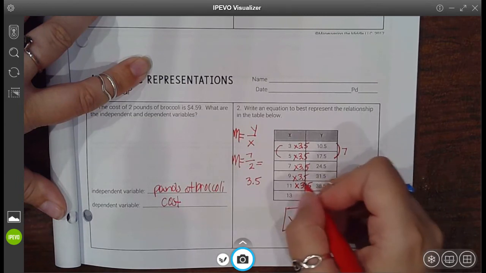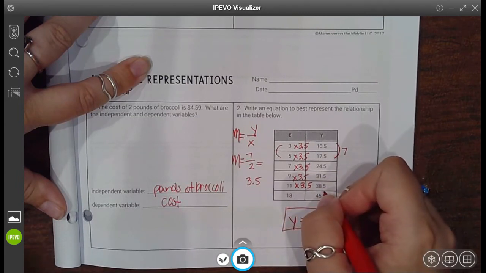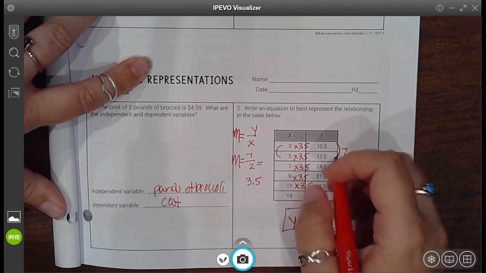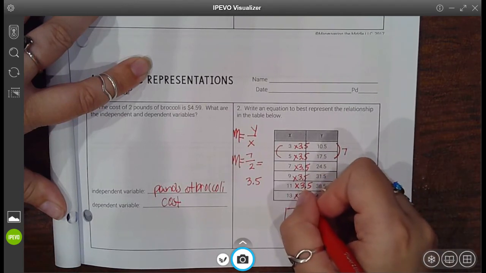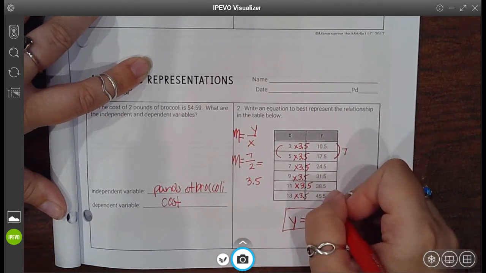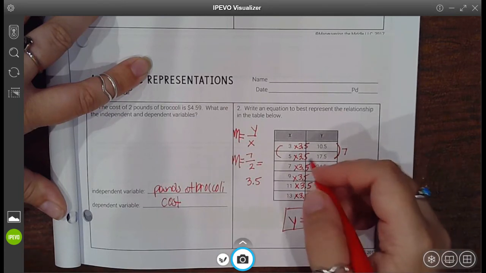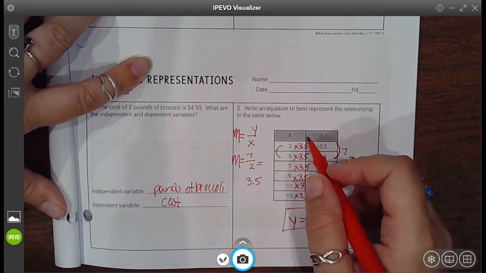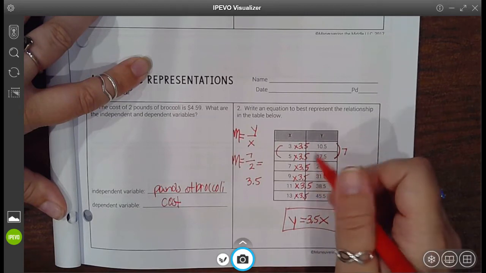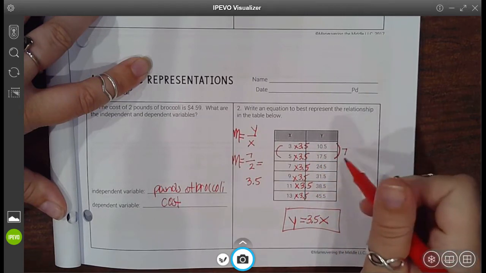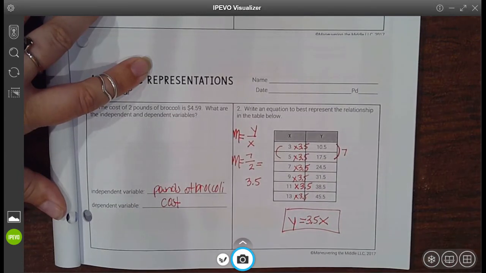Let's see. 11 times 3.5 is 38.5. Is that true? Perfect. Okay, 13 times 3.5 is 45.5. Is it? Perfect. All right. So since you took your x and multiplied it by the constant of 3.5, and every time it gave you this y, you know that that is your equation that's going to work.